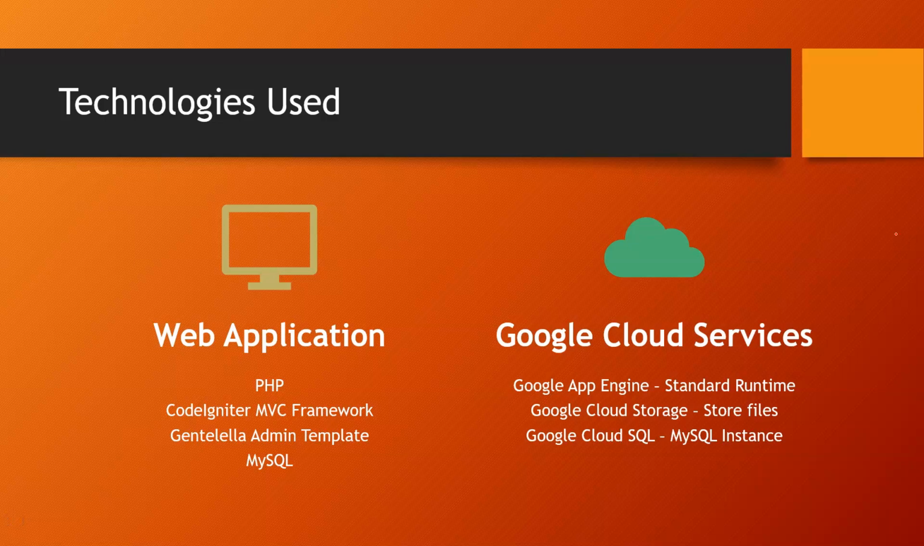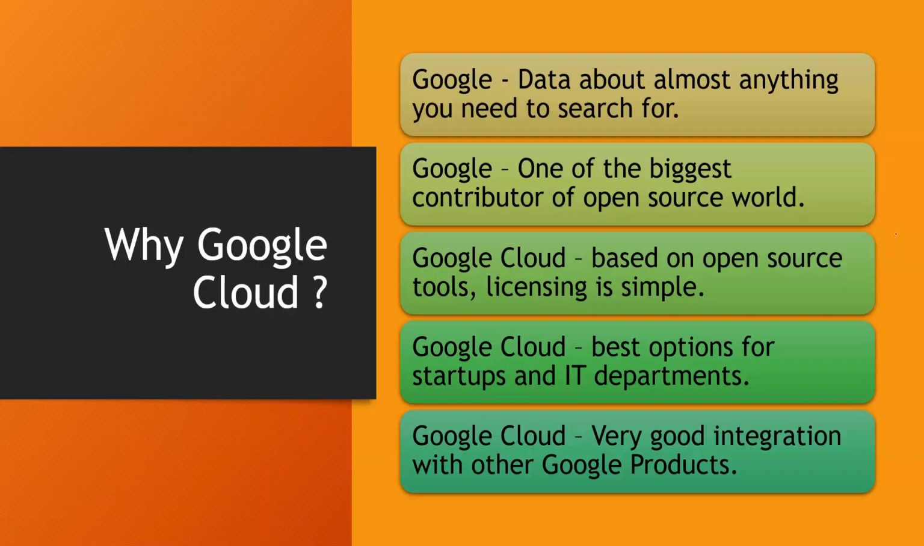So let's look at why Google Cloud. We are a big fan of Google Cloud, and I personally have been working in Google Cloud since 2014, the last 5 years. One thing I love about Google is it has data about almost anything that we need to search for. That is really a big factor that lures us. It gives a confidence that if they have a variety of data, their algorithms would actually provide a much better output.